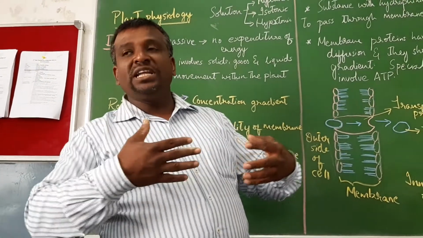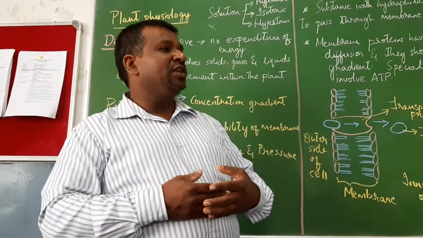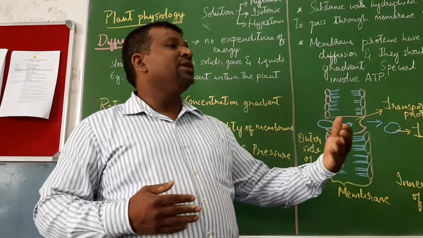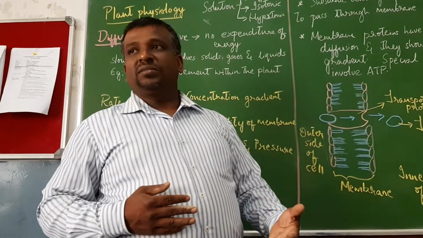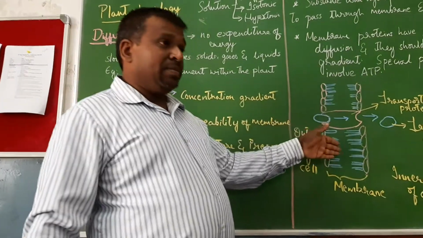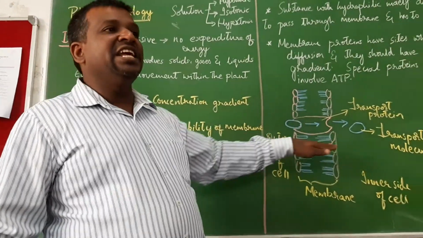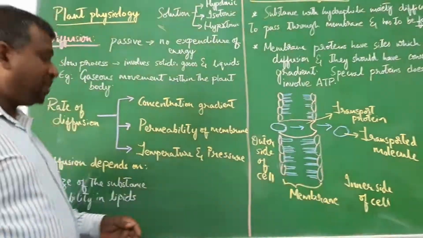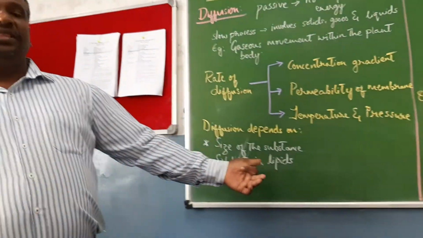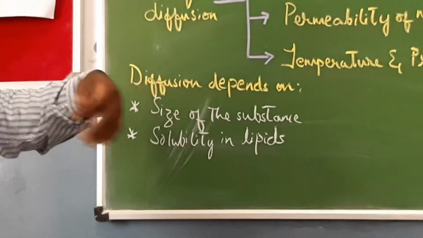Hydrophilic substances cannot easily enter. What do you mean by hydrophilic substances? Water-loving substances. Okay. So here, lipid-loving substances can easily enter. That is what it implies. If solubility in lipids is high, the diffusion would be better.